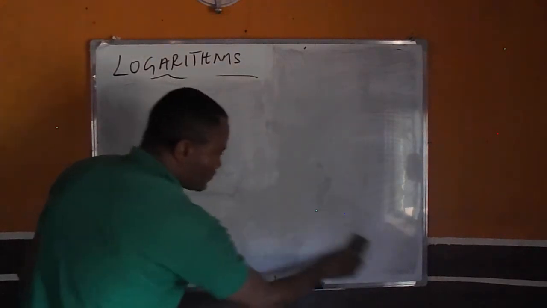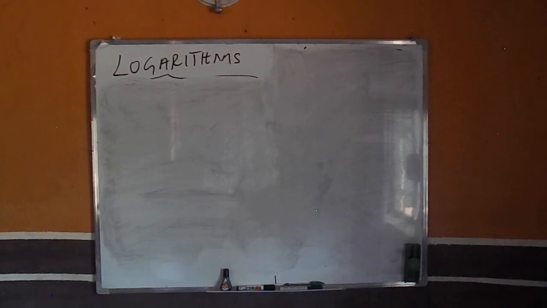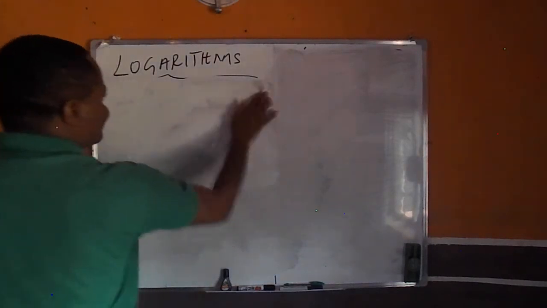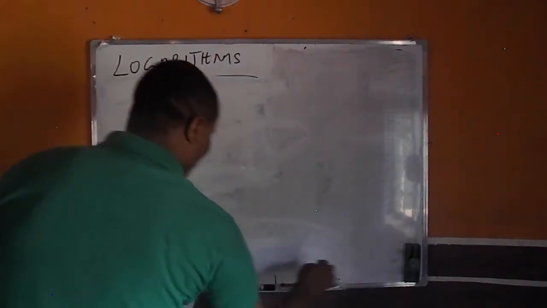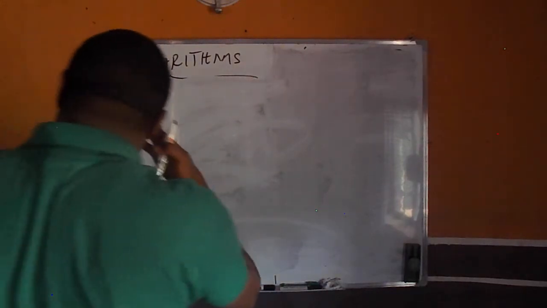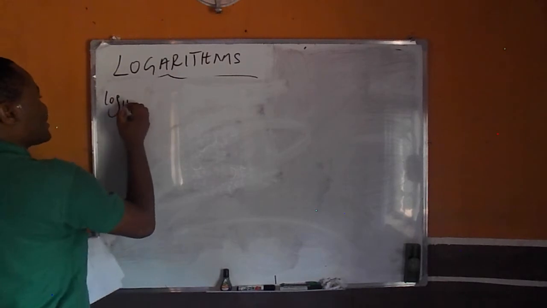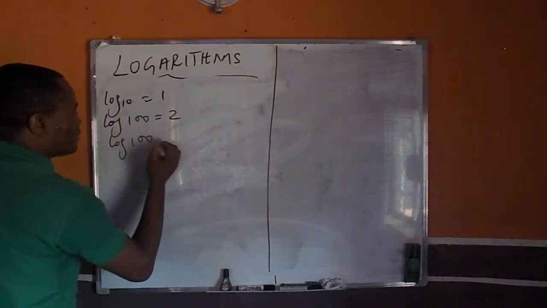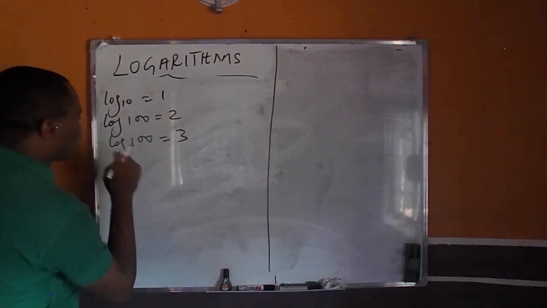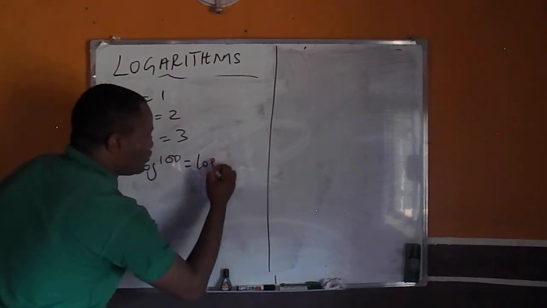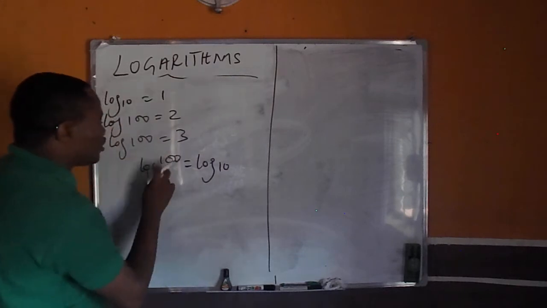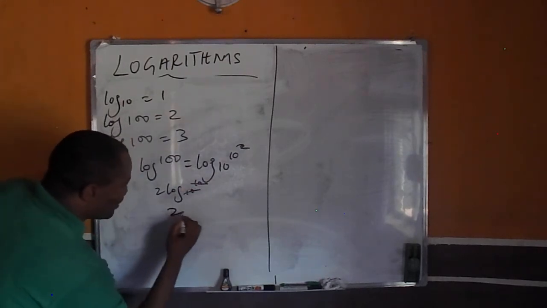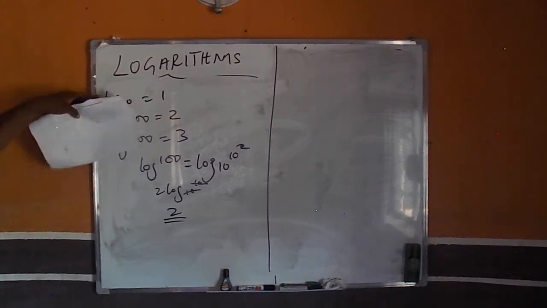We move on. Now, let's look at some exponential questions. For instance, in exponential logarithm conversion, log 10 equals 1, log 100 equals 2, log 1000 equals 3. How is it like that? Let me pick one as example, log 100. Log 100 equals log 10 squared, in base 10. So 100 is 10 raised to power 2, which will now be 2 log 10, 10. 10 cancels 10. Our final answer is 2. The same thing is applicable to this and this also.